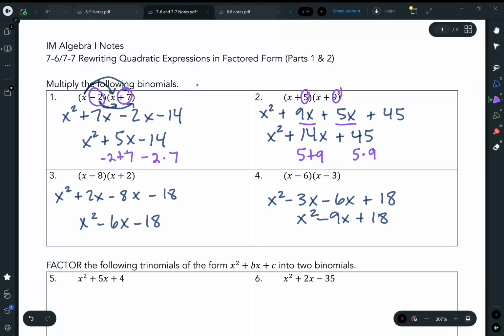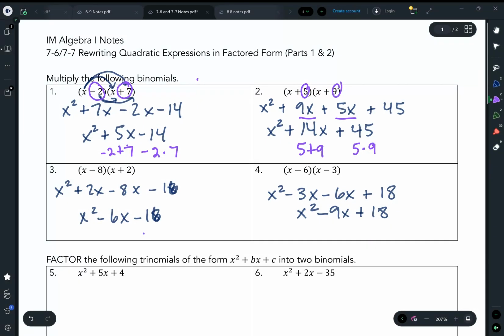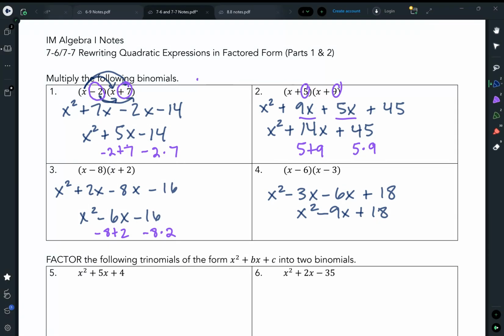On the next row, let's see if our pattern continues to hold. You know what? I multiplied something wrong here. This should be a minus 16 instead of a minus 18. And we do in fact get that by multiplying negative 8 times 2. And then by adding negative 8 and 2, we get our middle term. That still doesn't look like 16. Let's go ahead and fix it. And this is why we check answers.